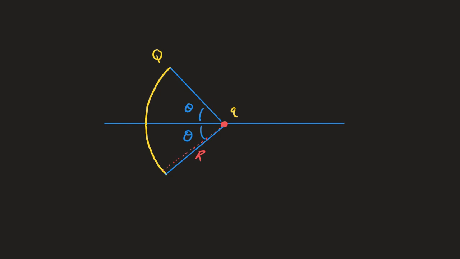This is our next problem. I want to find an expression for the size of the force on Q in terms of theta, Q, Q, and R. All of it can be in our answer. All right?